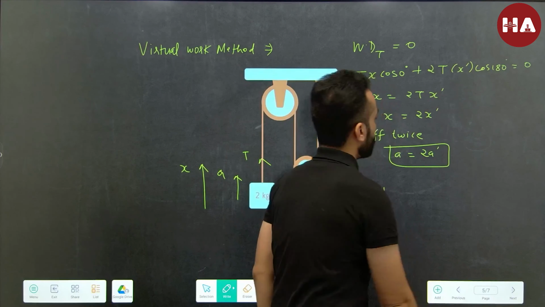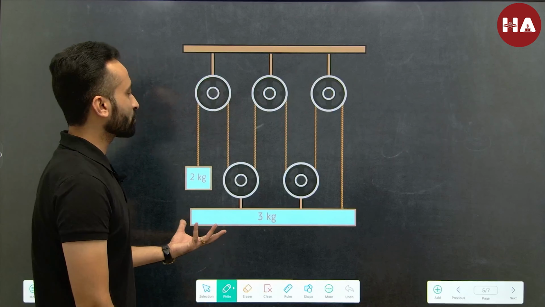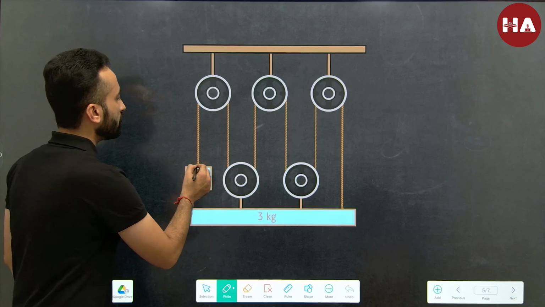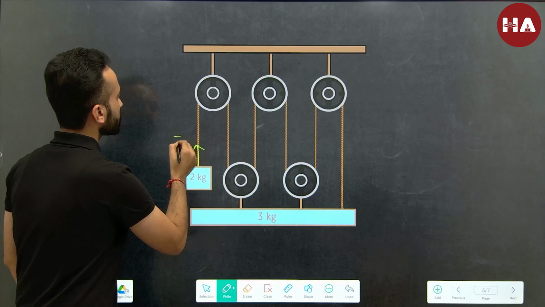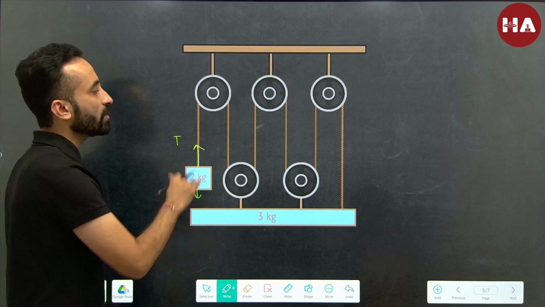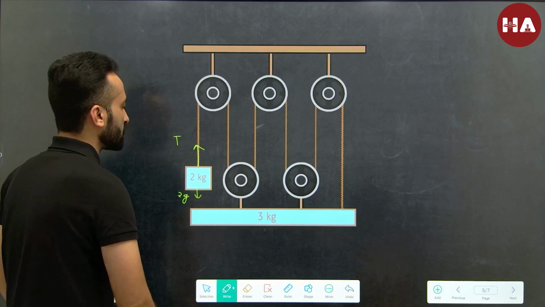All right. Next, we have a question again, just to get a feel of it. Let's quickly wind this up. So let's say this is T, this is 2T. You can also pause the video and give it a try yourself. What do we have to do? We have to find the acceleration and tension.